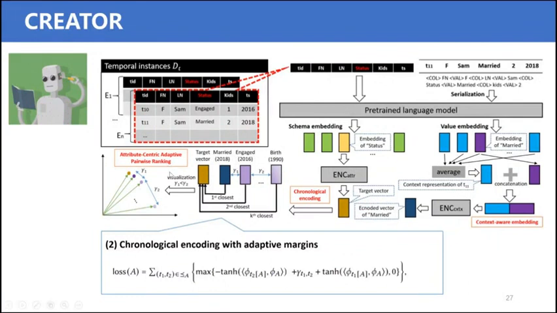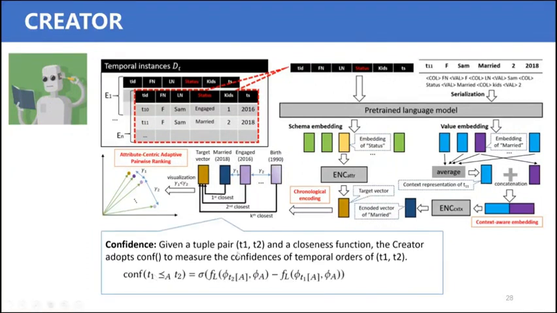And we use this pairwise ranking loss function to train the model, such that the creator could predict the order of two values in the same attribute. And after that, given a tuple pair T1, T2, and the closeness function, the creator could adopt the confidence to measure the confidence of the time order of T1, T2. And we use this expression as the closeness function. And if the confidence is not smaller than a predefined value, we see this as true, and pass them to the critic.